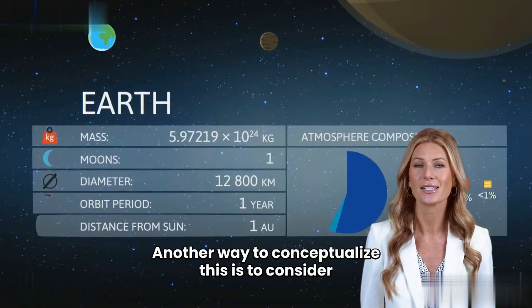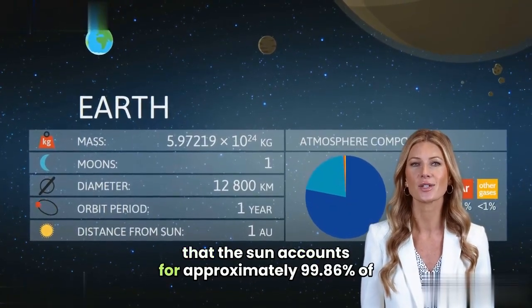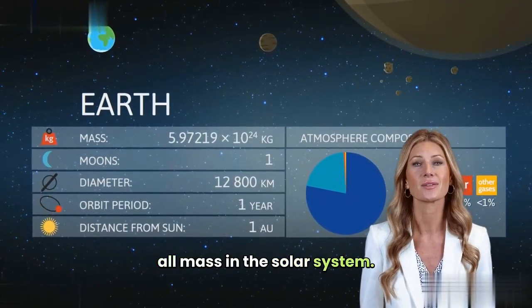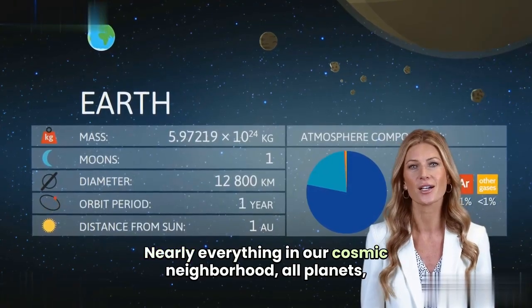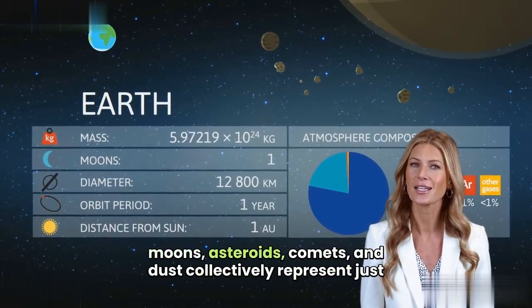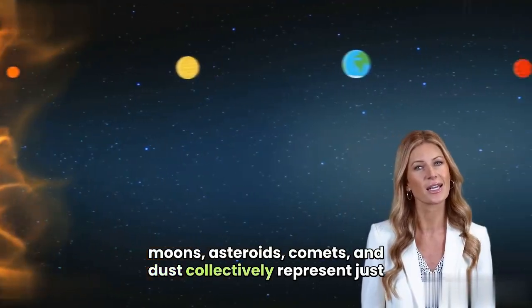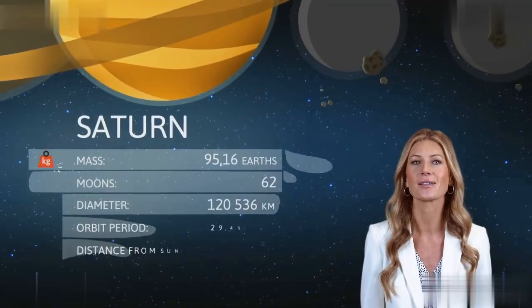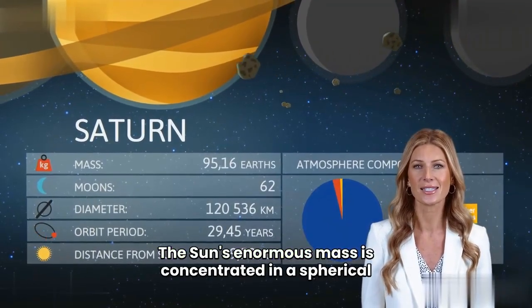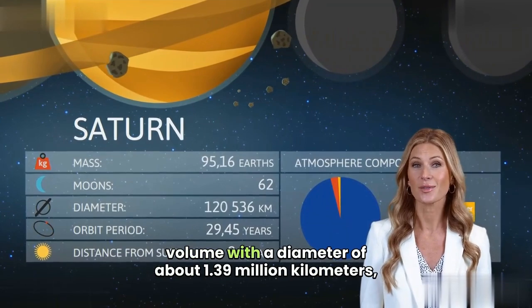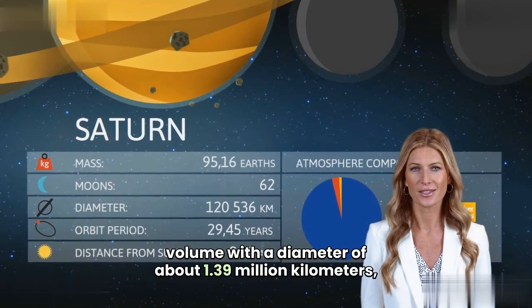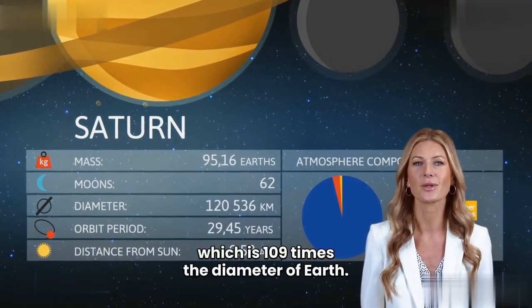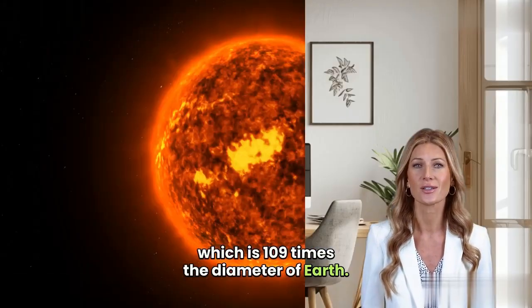Another way to conceptualize this is to consider that the Sun accounts for approximately 99.86% of all mass in the solar system. Nearly everything in our cosmic neighborhood, all planets, moons, asteroids, comets, and dust, collectively represent just 0.114% of the solar system's mass. The Sun's enormous mass is concentrated in a spherical volume with a diameter of about 1.39 million kilometers, 864,600 miles, which is 109 times the diameter of Earth.